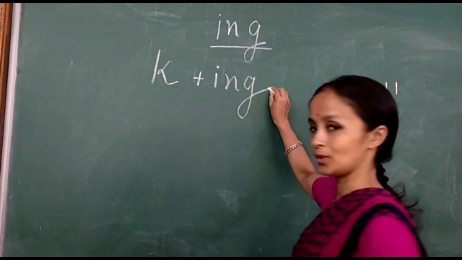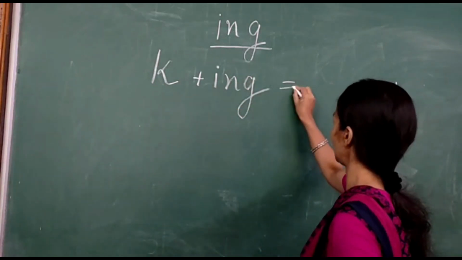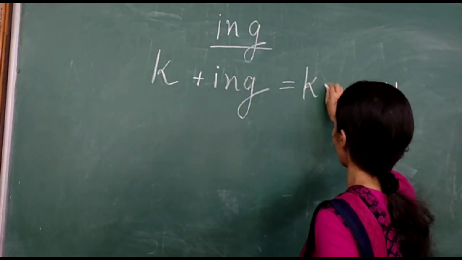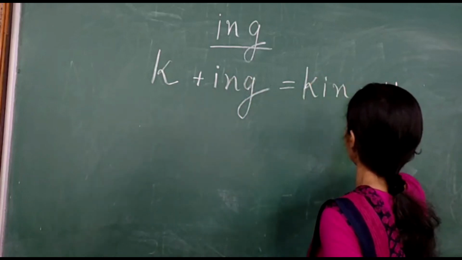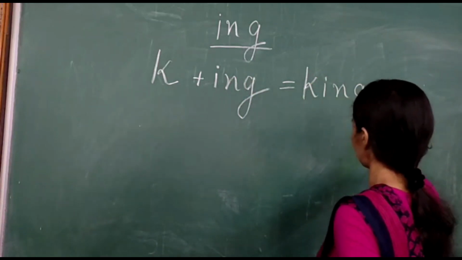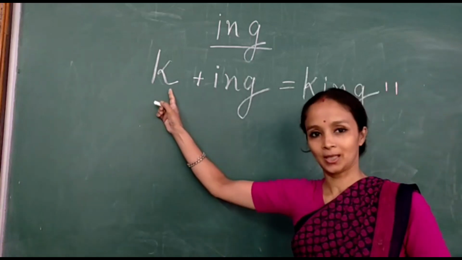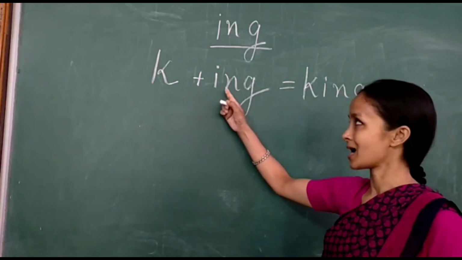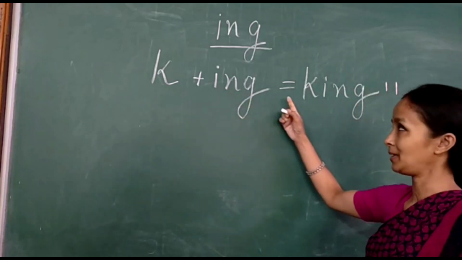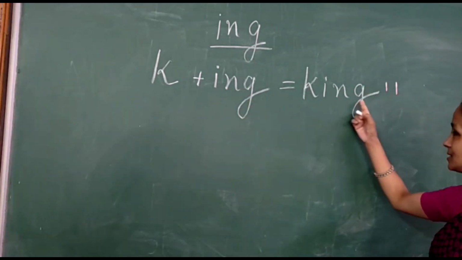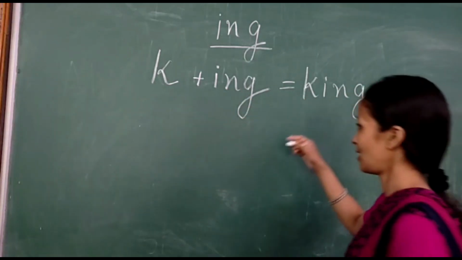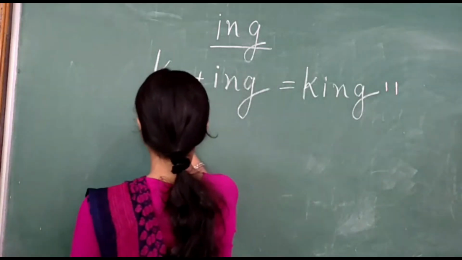If we add K with ing, it will be king. K-I-N-G, king. So K plus ing, it will be K-I-N-G, king.